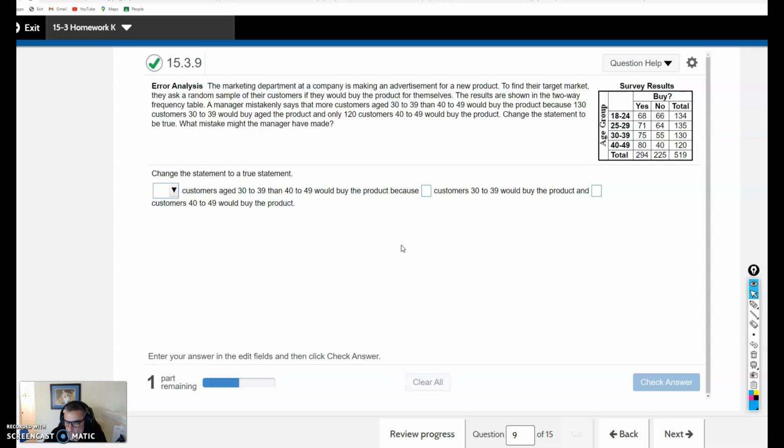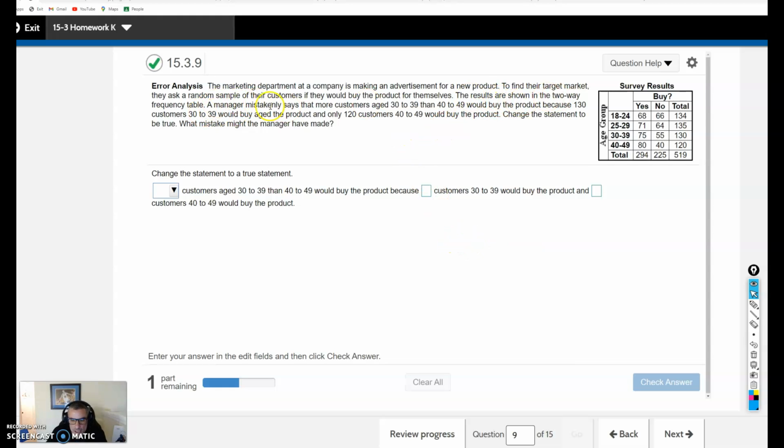They are making an advertisement for a new product to find their target market. In other words, who are they going to advertise to? Who's most likely to buy their product? They ask a random sample of their customers if they would buy the product for themselves. The results are shown in the survey over here. So there's some product and these are the results. Would you buy this product? It's broken up by age group, and then we have yes or no.